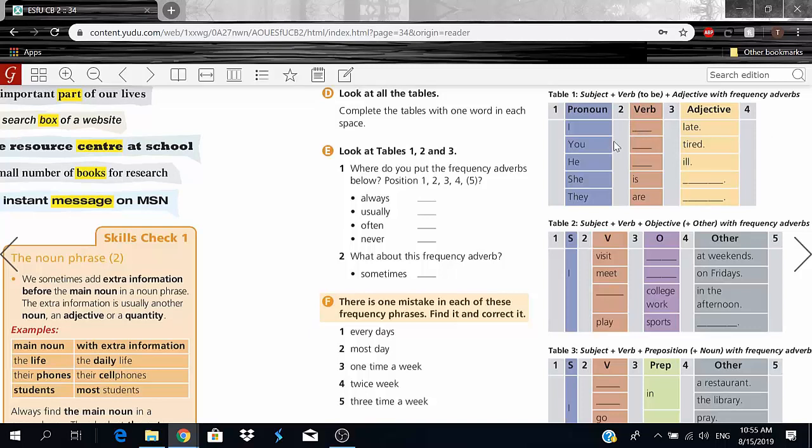So I cannot, for example, say, I sometimes am late. No, that's wrong, okay? I can, however, say, I am sometimes late. I'm sometimes tired. Okay? So this is how we do it. Now we know the difference between verb to be and normal verbs. Now how do we use sometimes with other verbs?